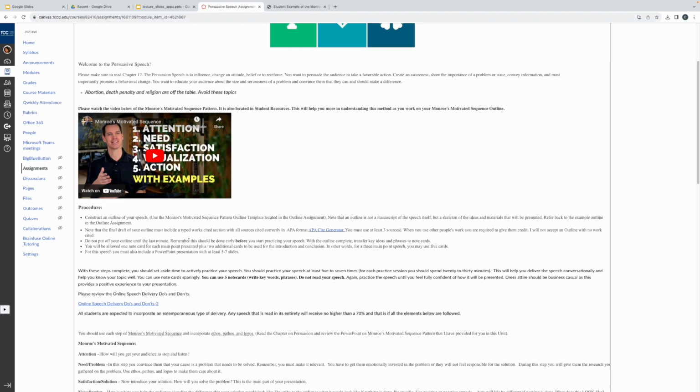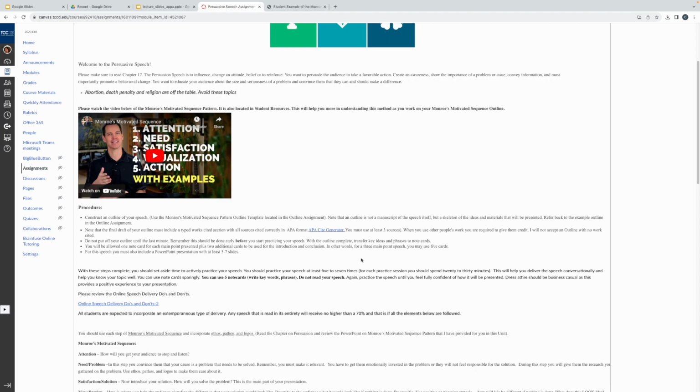Note that the final draft of your outline must include a works cited section with all sources cited correctly in APA format. I've also included an APA cite generator. You must use at least 3 sources. You could use more than that, but at least 3 sources. Do not put off your outline until the last minute. Remember, this should be done early before you start practicing your speech.